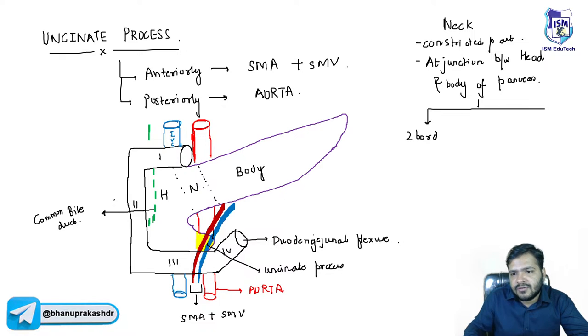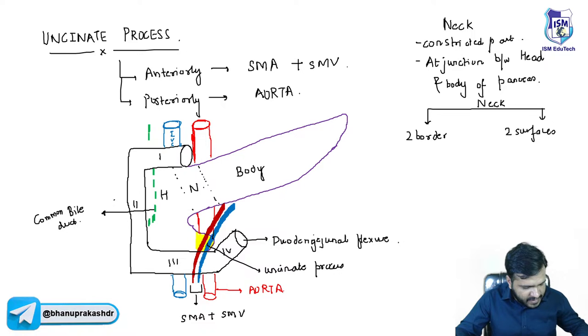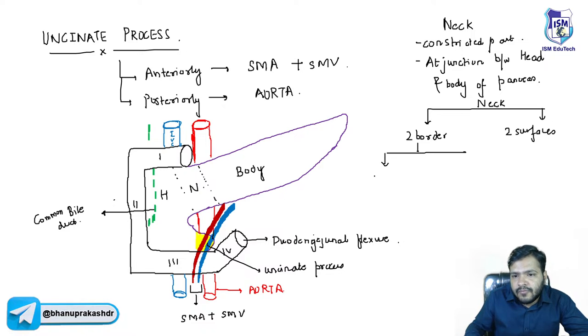This neck has two borders and two surfaces. Now can anyone tell me the two borders beta? Neck ke do border honge. Yes, obviously we have the superior border and the inferior border.